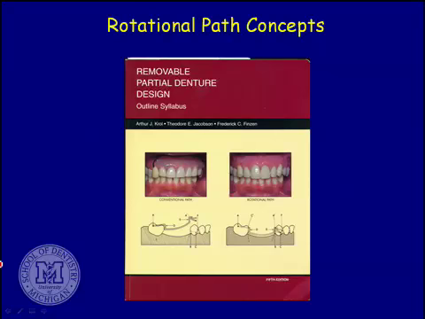If this were a standard class 3 partial denture, the lower picture, with a molar on each side and then a first bicuspid with this longer span, if it were a conventional class 3 partial, that is a non-rotational path partial, the path of insertion for the partial would be straight up and down.